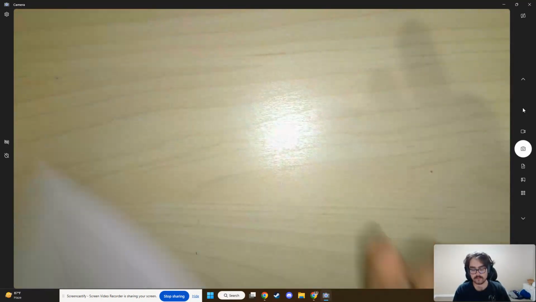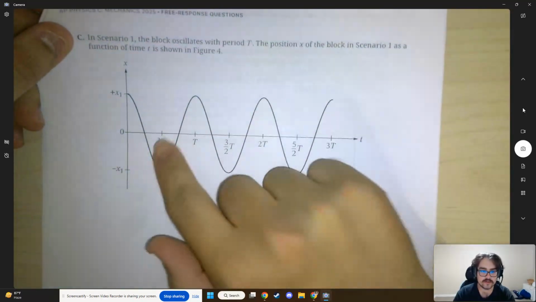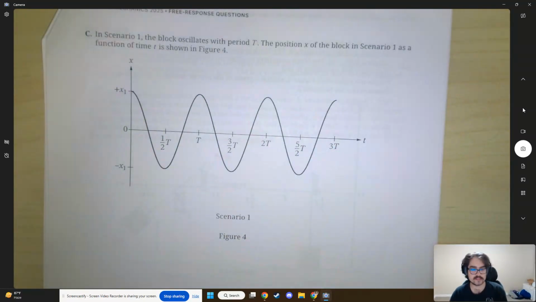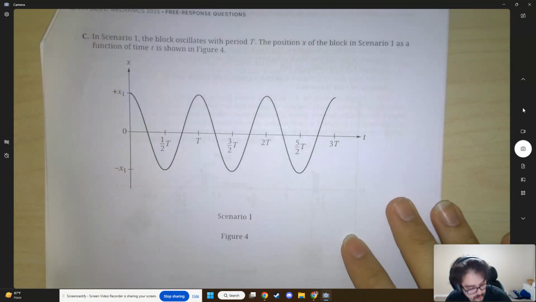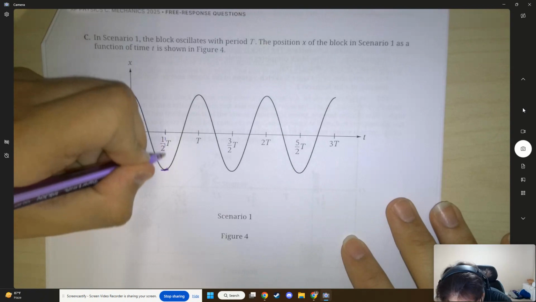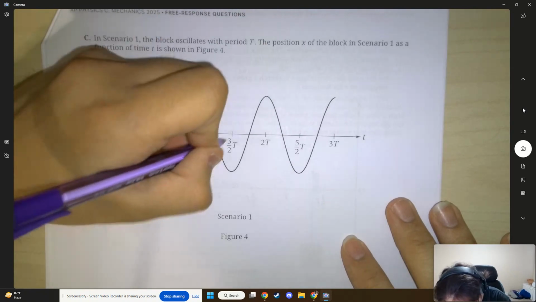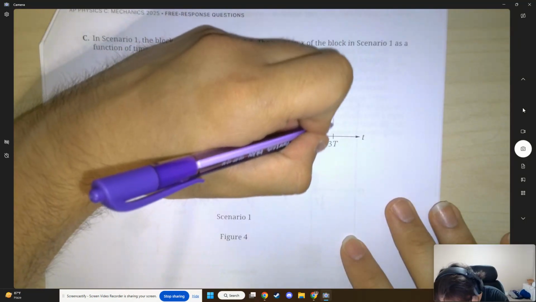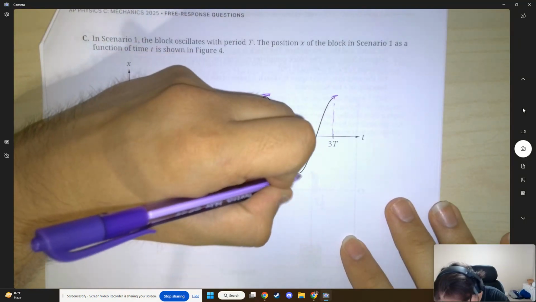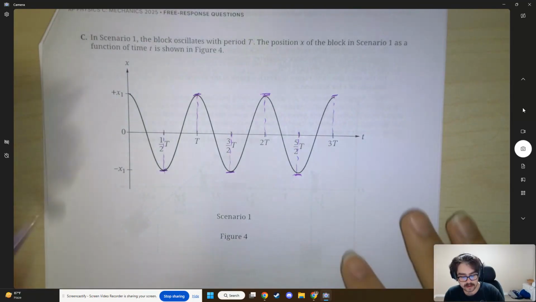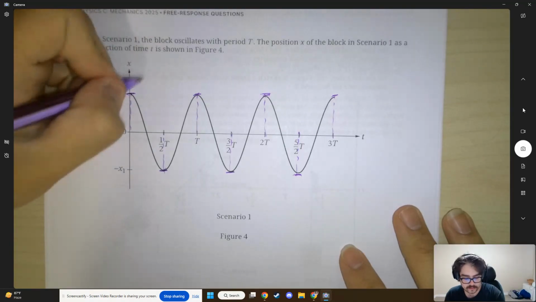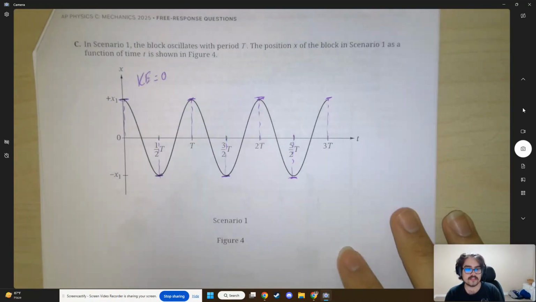So first off, notice on the graph, anywhere where the slope is 0 means that kinetic energy should be 0, right? So anywhere where the slope is 0, kinetic energy has to be equal to 0. So that's going to be right here, right here, right there, right here. Basically, at any of these labeled points, the kinetic energy has to be 0. So I'm going to say KE equal to 0 at each of these points.